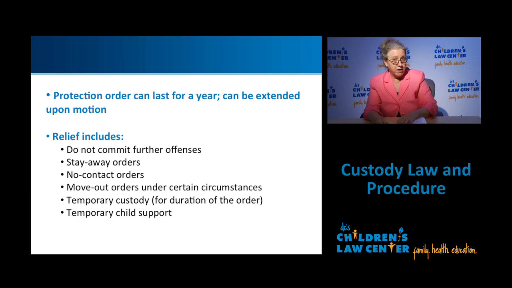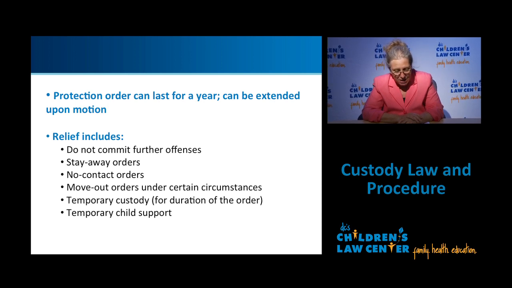If you are eligible for a CPO, if you prove that you can get a CPO in court, you can get an order that lasts for up to a year. These orders can also be extended upon motion for good cause shown. The statute tells us what relief you can get in a CPO, and essentially you can get an order that the respondent not commit further offenses. You can get a stay-away order, a no-contact order, no contact by letter, phone, through a third-party intermediary or on social networking media. You can get move-out orders under certain circumstances.